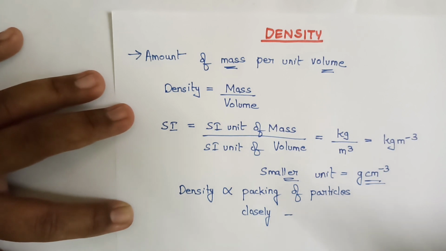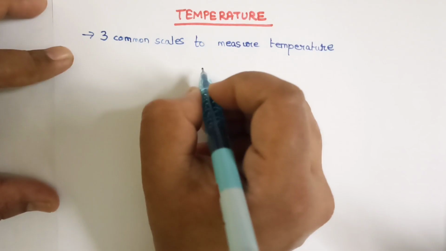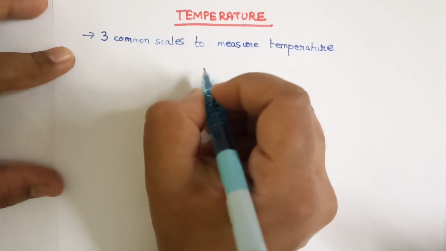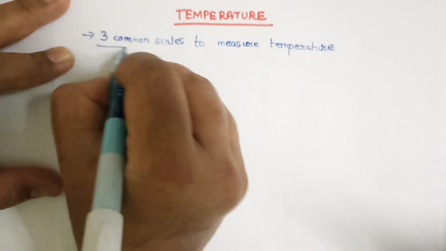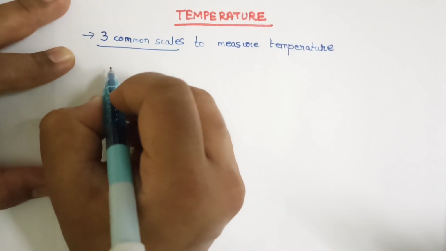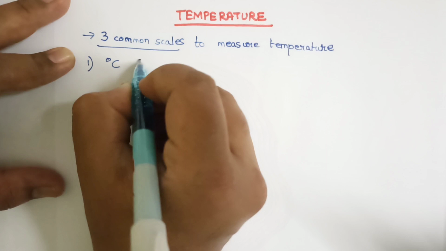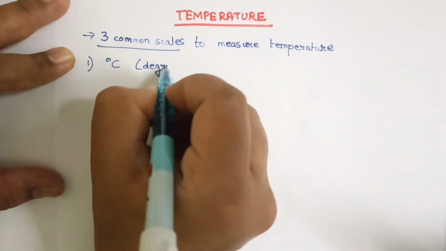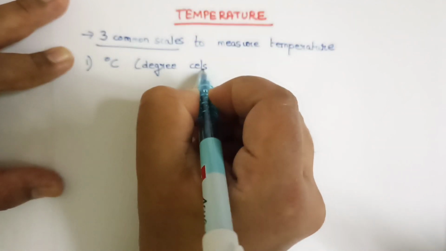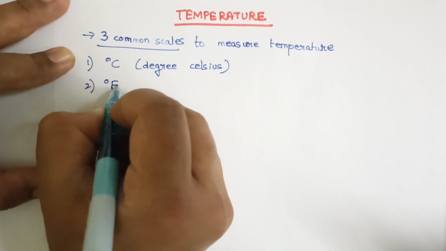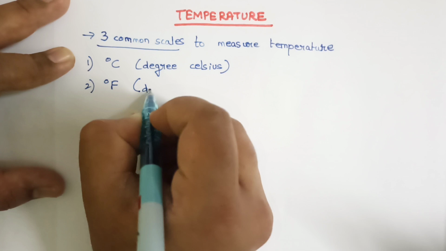Okay, now let us learn about temperature. Now coming to the last topic of today's class, that is temperature. We usually have 3 common scales to measure temperature. What are those scales? First one is degree Celsius. Second one is degree Fahrenheit.